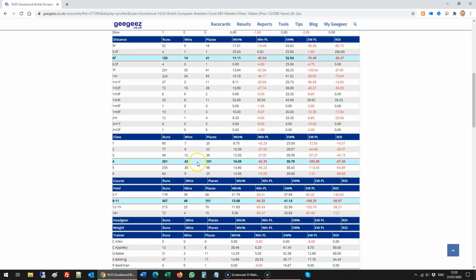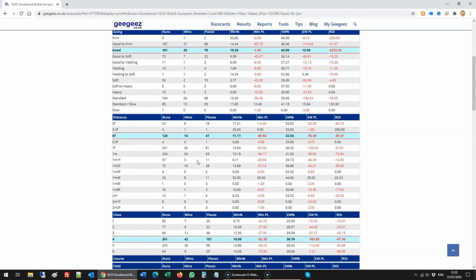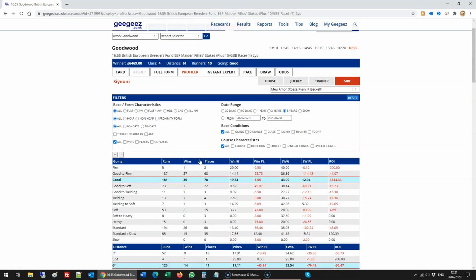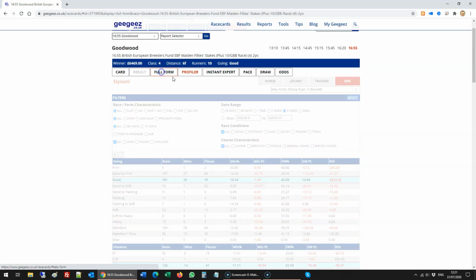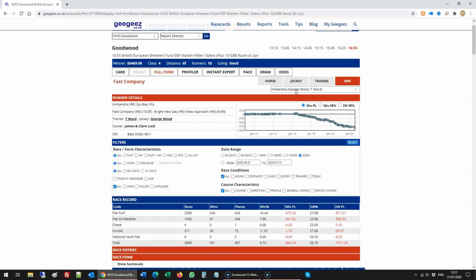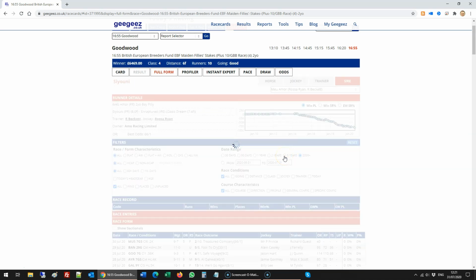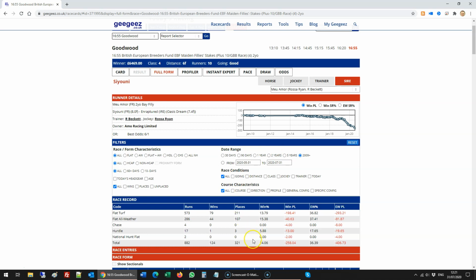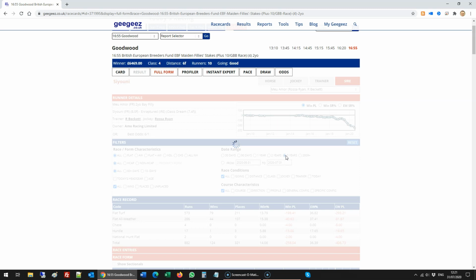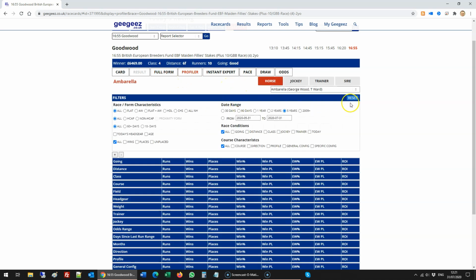The first thing to do is to get a view on his overall strike rate. What I'll do to do that is quickly go to full form, sire. Siuni is this one. And we can see that his overall strike rate is about 14%. I just put that on the 5-year box there. Yeah, 14%, so that's fine. So let's go back to the profiler now. So 14% is our benchmark here.